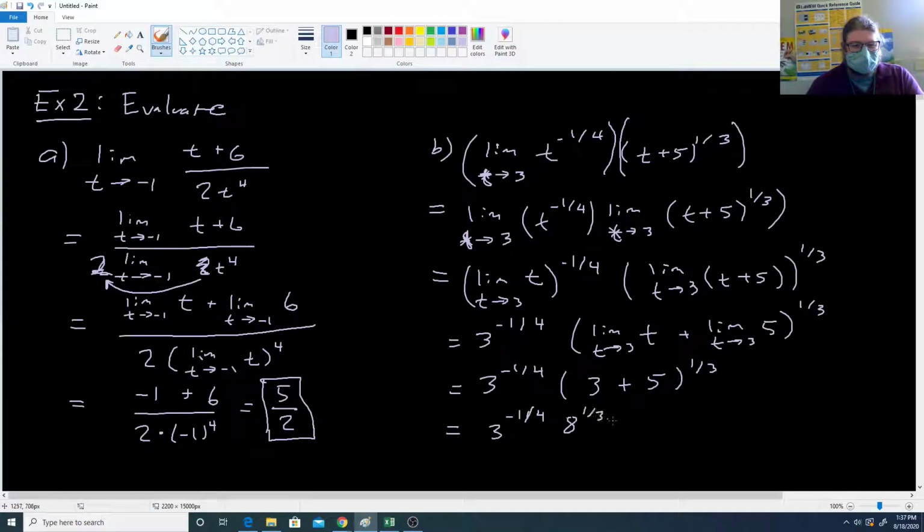8 to the 1/3. Cube root of 8 is 2. So this is 2 times 3 to the -1/4. If I want to make that 3 to the +1/4, this would be 2 over 3 to the +1/4, with the 3 scooted downstairs. And that will be our answer to that one.